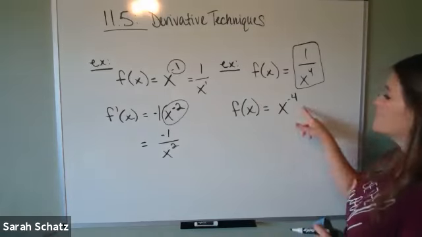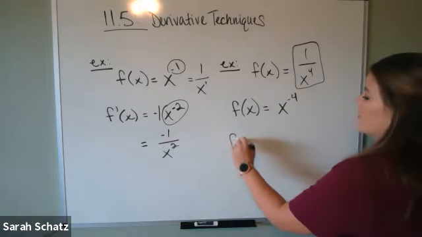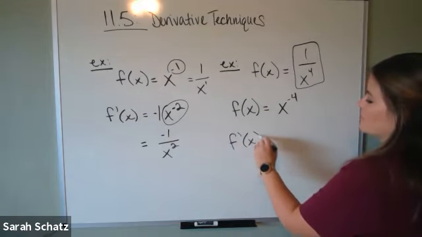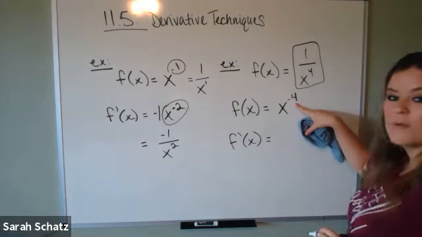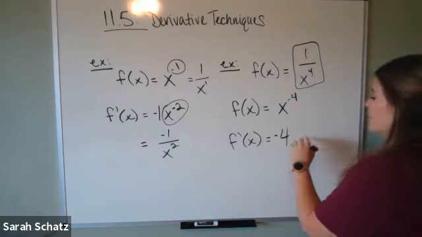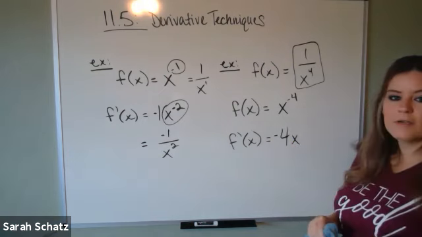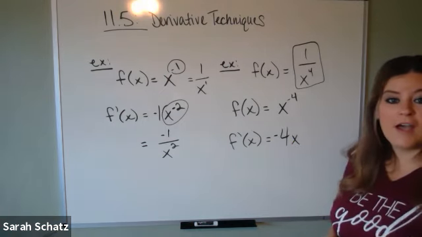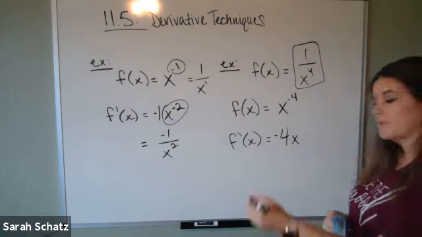So I have x to the negative 4th. Now I can take the derivative of that using the power rule, so the negative 4 is going to come down in front. The negative 4 is going to turn into a negative 5, right? Because I'm subtracting 1.